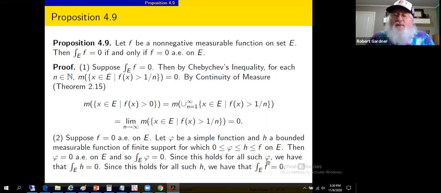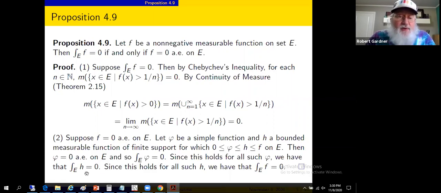This holds for all phi satisfying this condition. How would you calculate the integral of this h function, this effectively class 1 function? I'd take all simple phi's less than or equal to h, integrate them, and take a sup. Well, the integrals of all the phi's are 0, so the sup is 0. That is, the integral over E of h is 0.